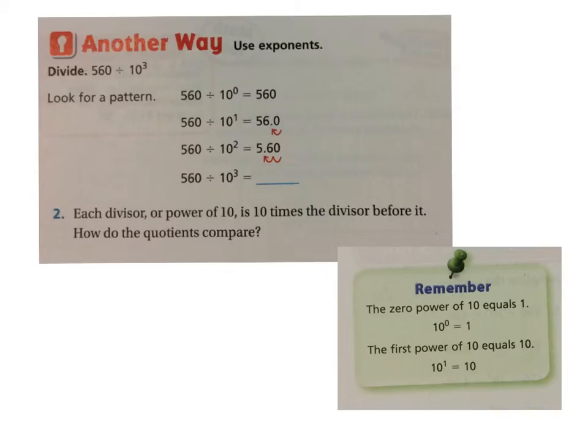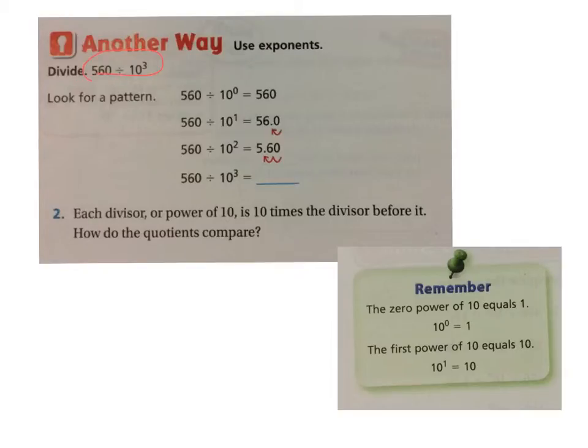Another way we could look at this problem is by using what we know about exponents. Okay, so you have the same problem right here, and I love those of you who are taking good notes and writing this down. You have the same problem, 560 divided by 10 to the third power. How is that the same problem? It looks different to me. Yanming, why is 560 divided by 10 to the third power the same as 560 divided by 1,000?